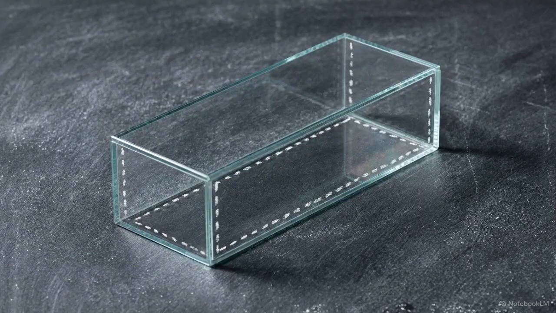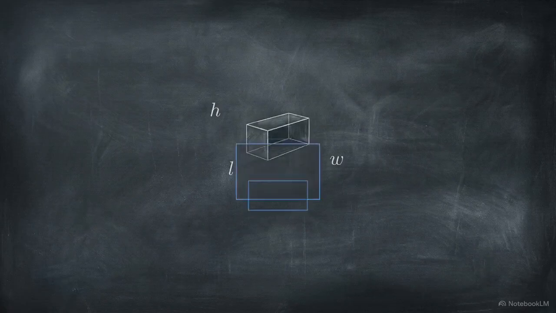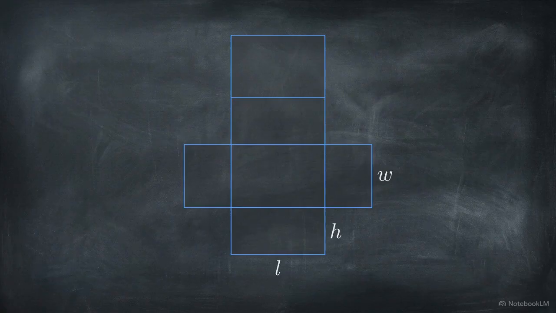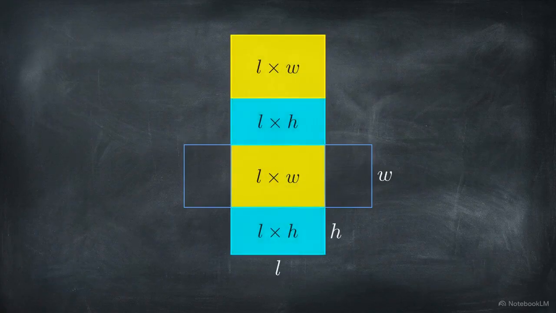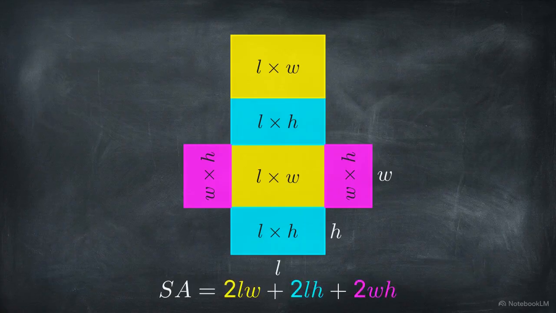A rectangular prism, like a shoebox, has varying dimensions, but it follows the same predictable logic. Its net reveals 3 distinct pairs of identical rectangles. You have the top and bottom, the front and back, and the 2 sides. The formula simply adds these 3 pairs together.